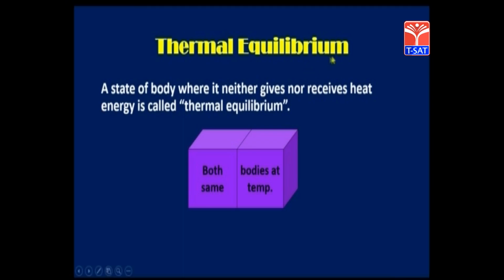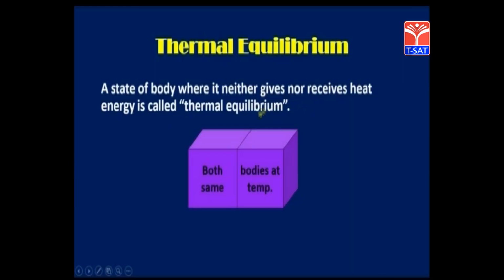A state of body where it neither gives nor receives heat energy is called thermal equilibrium. Now these two bodies: this is not giving heat, this is not receiving heat. Both of them have come to a constant temperature now, so no more heat flow takes place. When the bodies attain thermal equilibrium, no more heat flow takes place. A state of body where it neither gives nor receives heat energy is called thermal equilibrium.